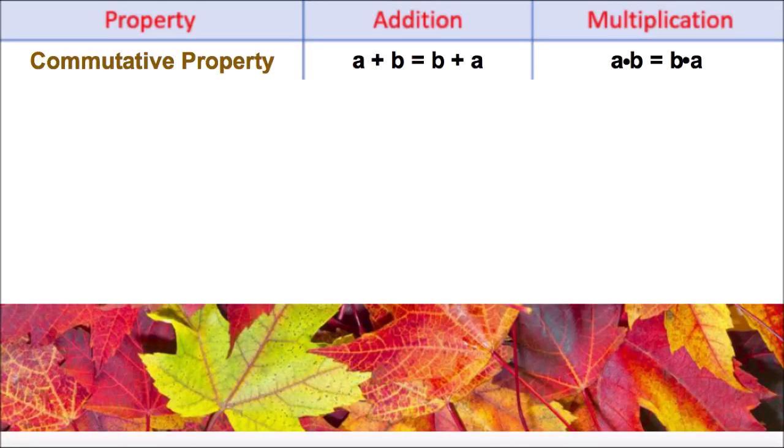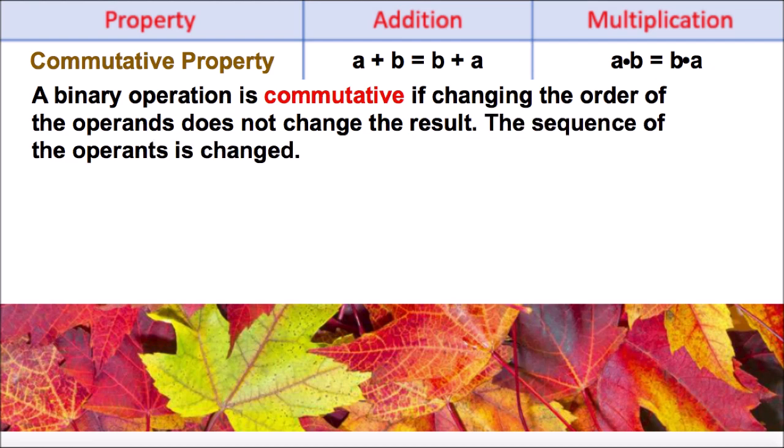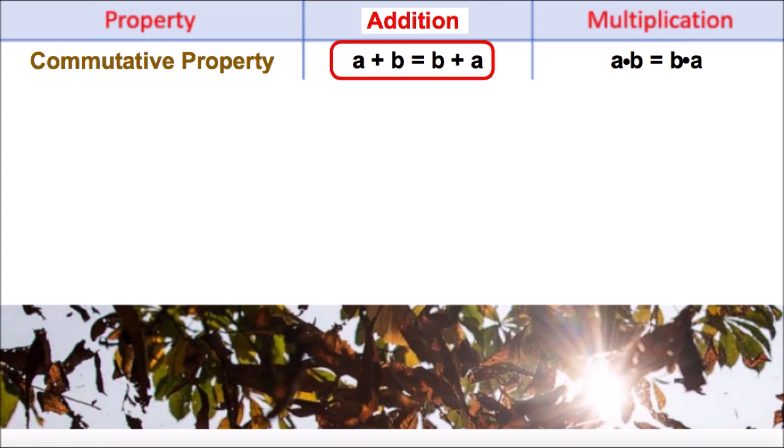The commutative property manifests itself in addition and multiplication differently. A binary operation is commutative if changing the order of the operands does not change the result. The sequence of the operands is changed. A plus B is equal to B plus A is the commutative property of addition.